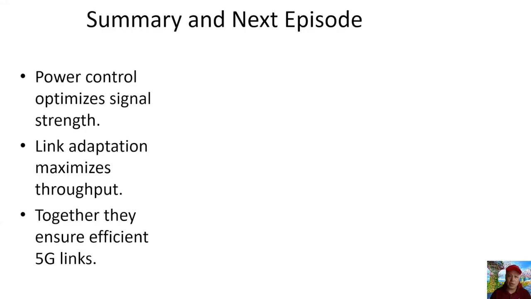Power control and link adaptation work quietly behind the scenes of every 5G connection. They make sure your phone uses just the right amount of power and the best possible signal settings, moment by moment, subframe by subframe.